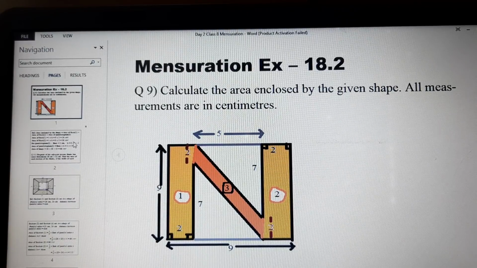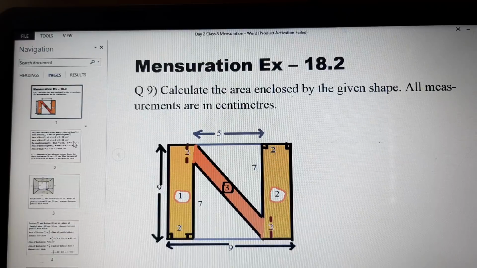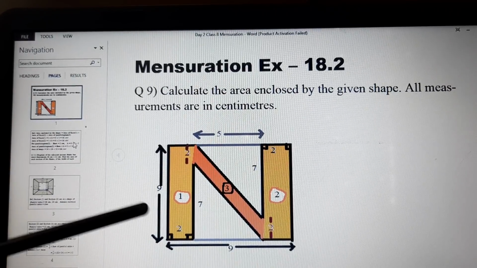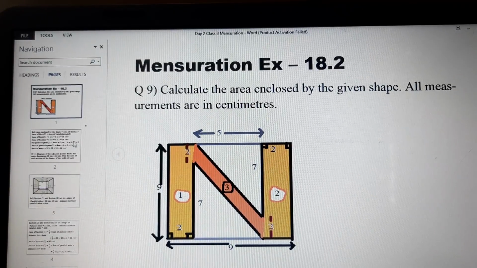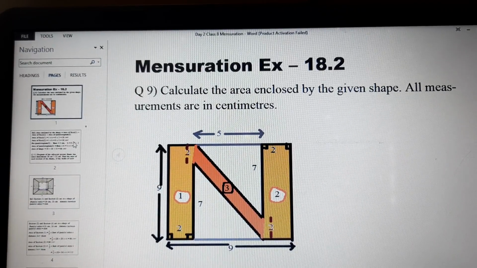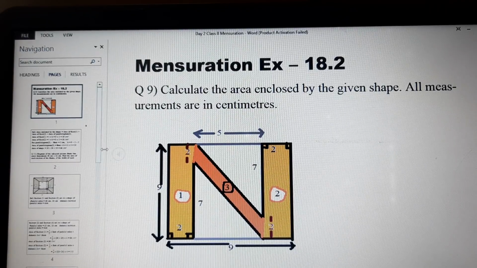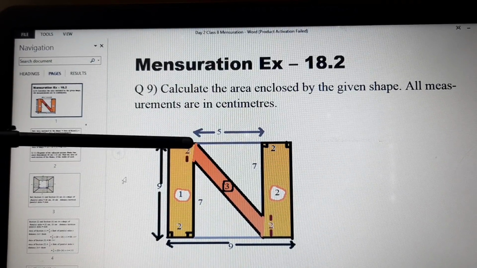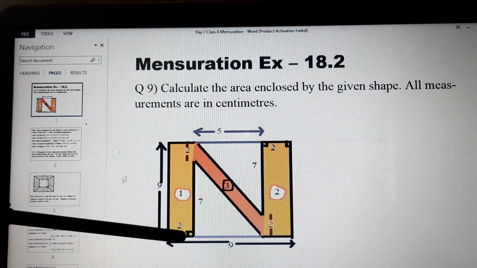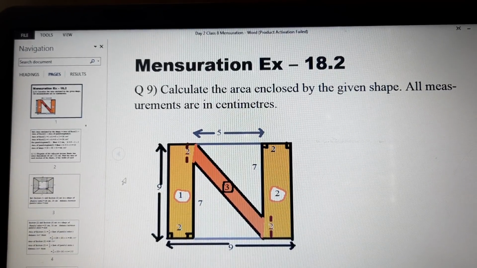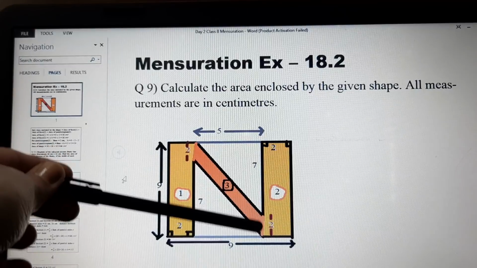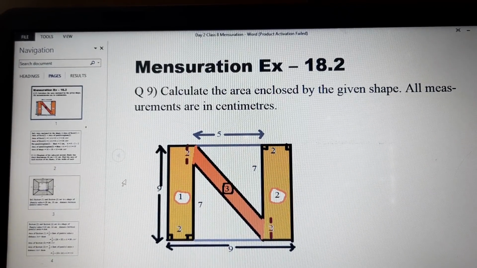Question number 9, I'll start with question number 9. It is: calculate the area enclosed by the given shape. All measurements are in centimeters. So if we see, it is an N kind of shape. Okay, it's an alphabet N. And if we see how many geometrical shapes are involved in it, if we join this line, and if we join this line, then this becomes a rectangle number 1, and this also becomes a rectangle if we join this line. So this is rectangle number 2.